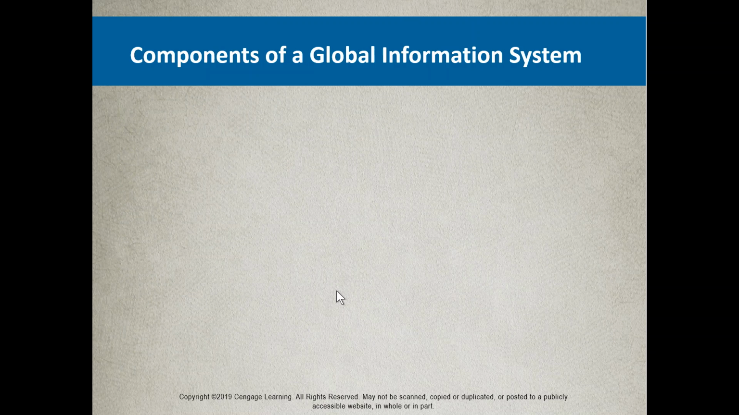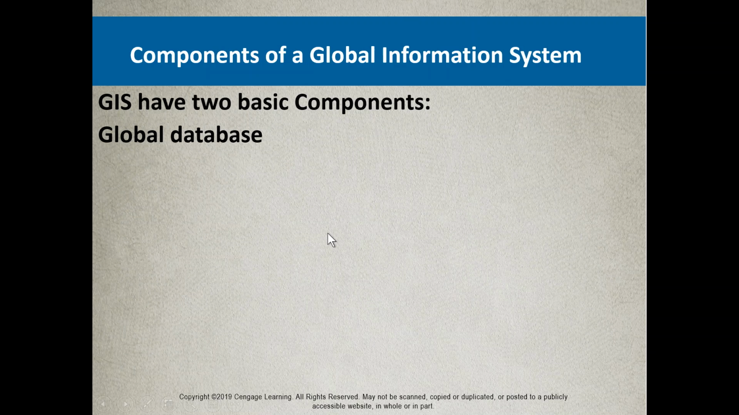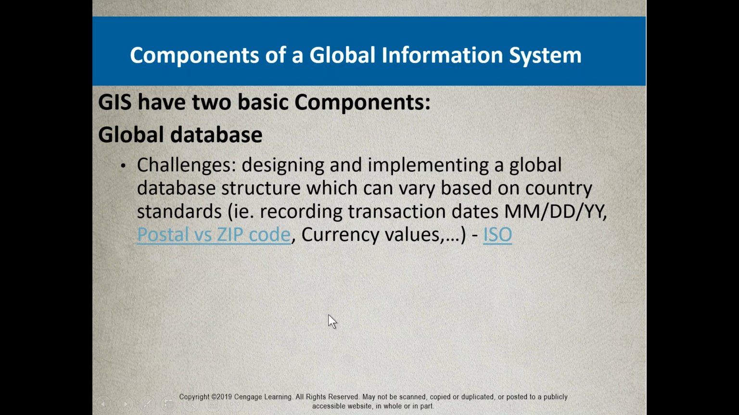All right, another component of a GIS system, of course, just like a management information system, is a database. But now we're talking about databases globally, where you're dealing with multiple countries and different languages. So there are a lot more challenges when you're designing and implementing a global database structure across different countries. An easy example for most people to relate to would be when you enter a date, let's say of a sale or transaction, or when something's going to be shipped.